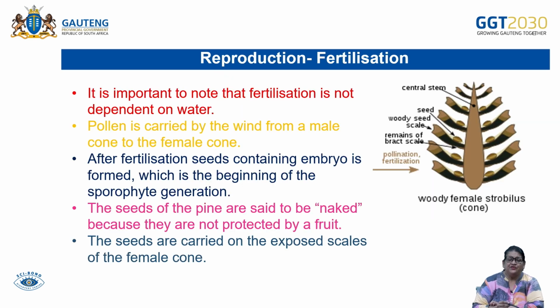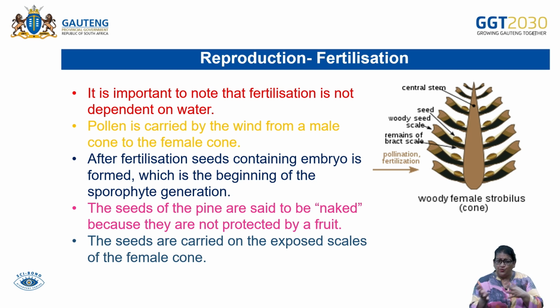Now let us look at reproduction inside the pine tree. It's important to know that fertilization is not dependent on water. Can you see? We never speak about water. The pollen grains are dependent on wind and dry conditions. That's why pine trees look very green, and they sway during September, October.